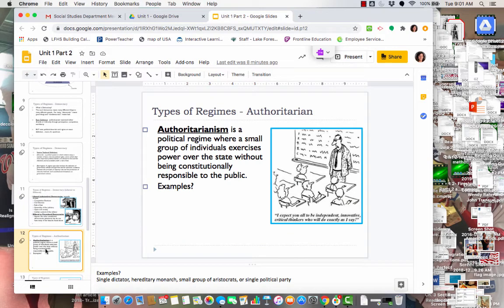Then we have authoritarianism. You probably already know about this. Authoritarianism is when a small group of individuals or one person exercises power over the state. Okay? So in this class, Russia is also authoritarian. They're a hybrid regime. Hybrid regime means they're a mix of 2 regimes. Also, China would be an example of an authoritarian country that we study in this class, and also Iran is an example.